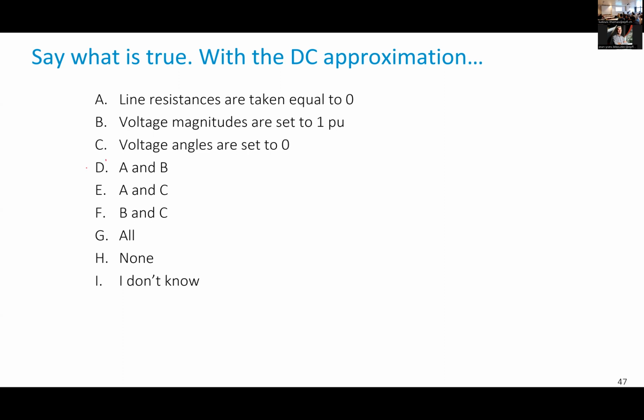The answers A and B are true. That's the essence of the DC approximation. And C, of course, is not true, because the essence of the DC approximation results in the observation that the voltage angles dictate at first order the power flows. So they are the key variables here.